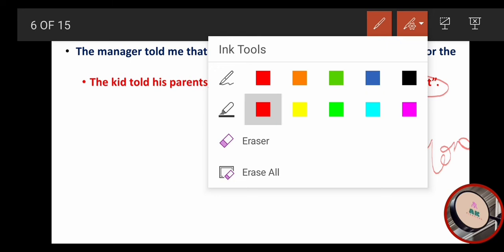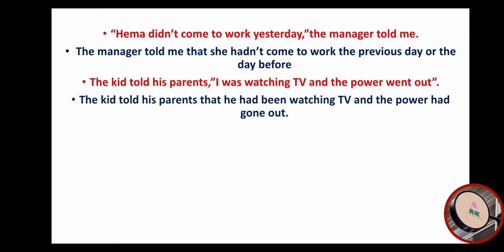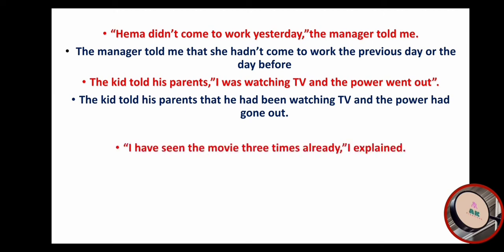Now we'll see the answer without any delay. The kid told his parents that he had been watching TV and the power had gone out. That's the answer. Okay. Next example, children. I have seen the movie 3 times already. I explained. Okay, what I explained? Yes, I explained that I have seen the movie 3 times. But here, I have seen the movie 3 times already.